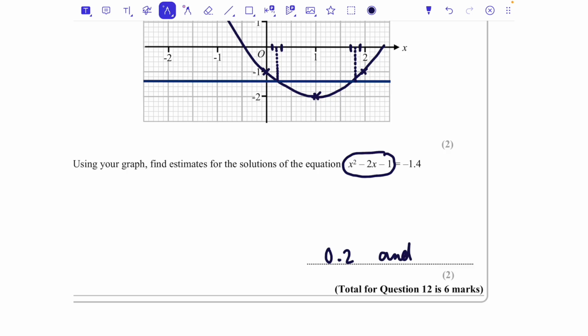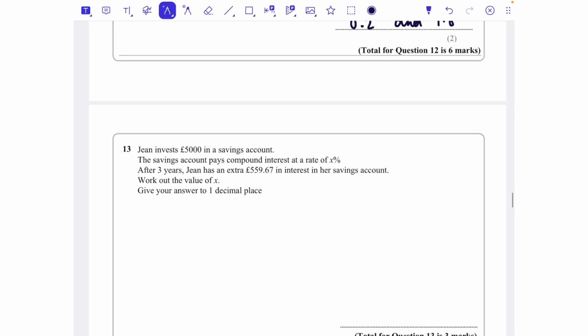Don't write them as coordinates. We're not looking for coordinates unless it says coordinates. It's just saying what value of x would solve this equation. And so we're giving the two x values, 0.2 and 1.8. You could put or if you liked, but don't write it as a coordinate. That's a really common mistake.